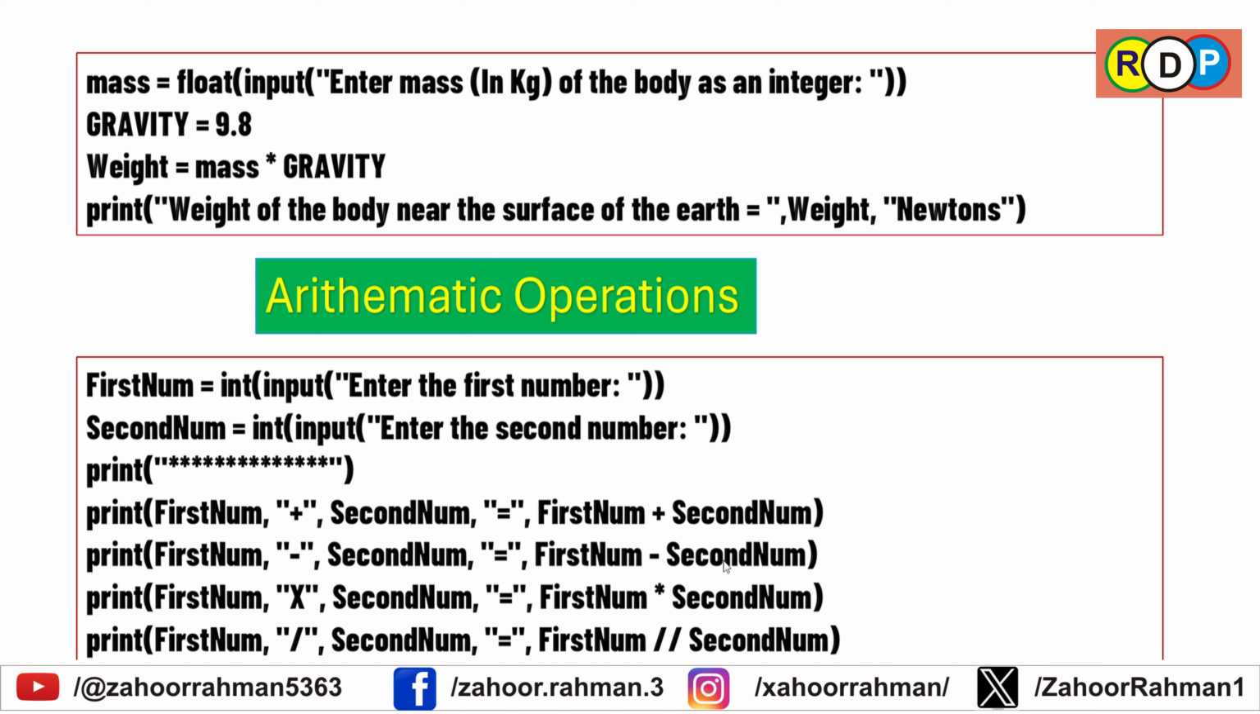20 minus 10 is equal to 10. 20 multiplied by 10 is equal to 200, and 20 divided by 10 is equal to 2. This is integer division. If you are writing only one slash, that will be a real division, and real division means that it will give you the number in floating point. Now there is star for beautification.